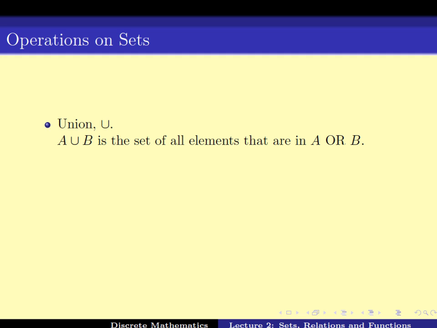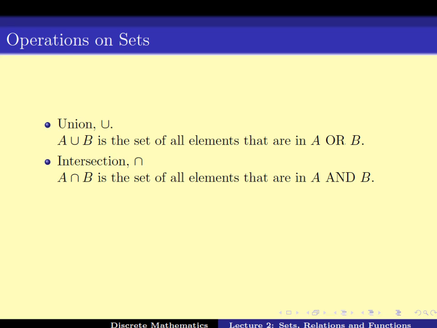Similarly, there is the other one, which is the intersection. A intersection B is the set of all elements that are contained in both A and B.